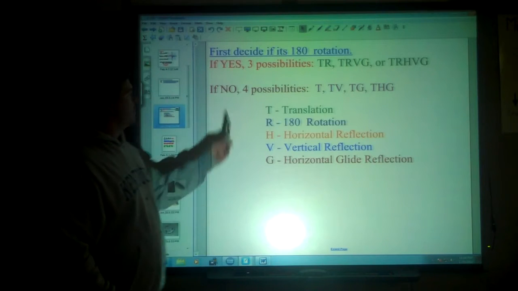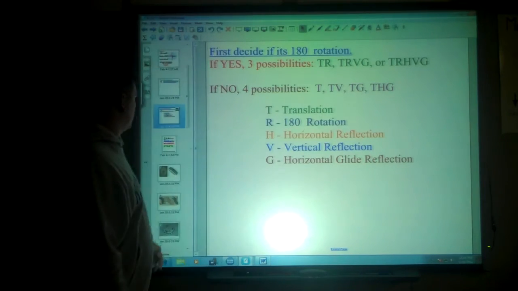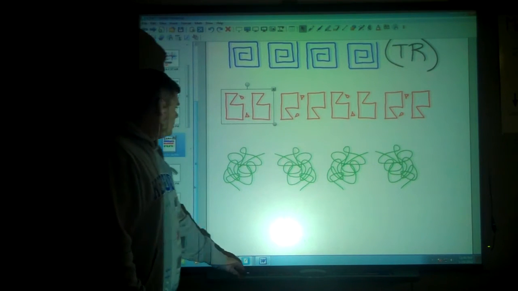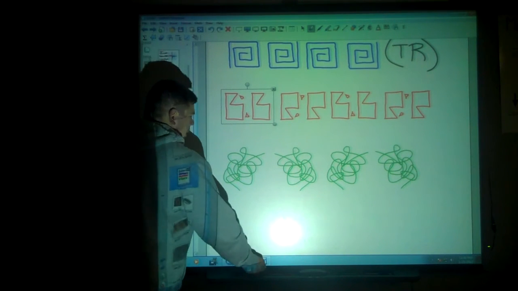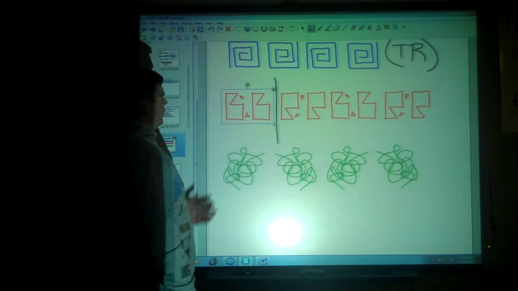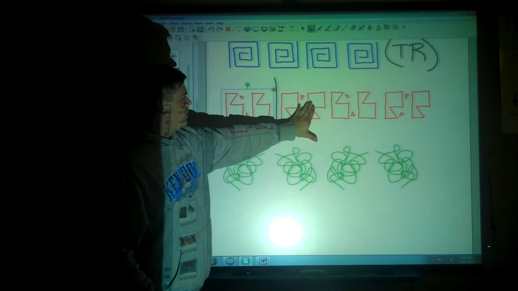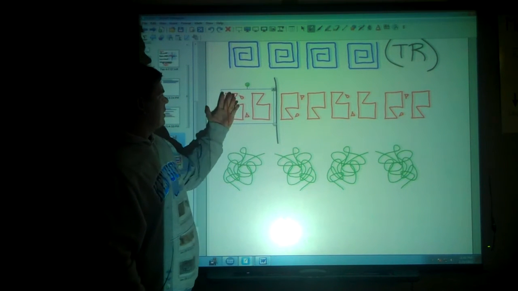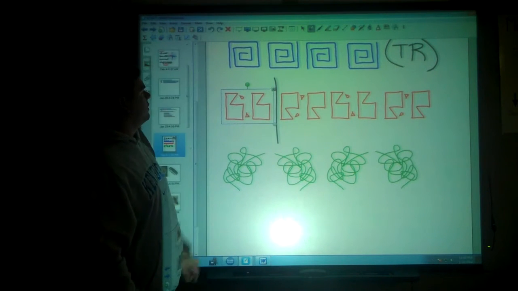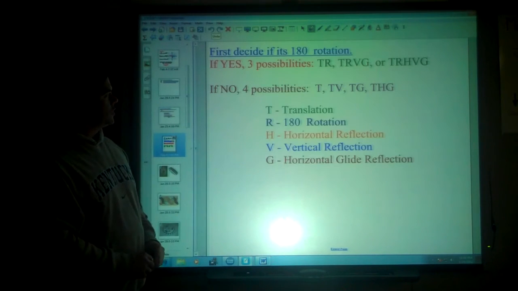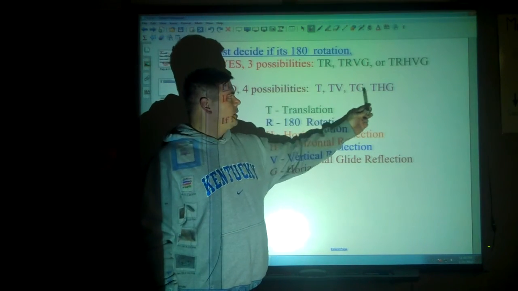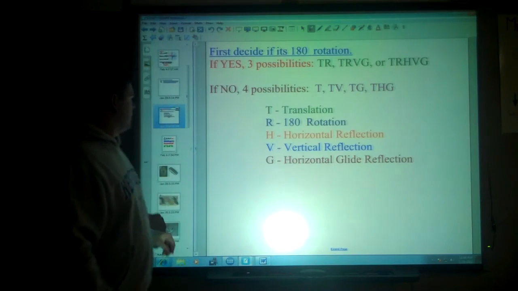Since we don't have rotation, it's going to be one of these four possibilities. We want to check and see if anything can reflect. So we'll look for vertical. If I draw a line vertically here, will this object flip over and match up? It does not appear to be doing that. It will not flip because those are up and now they're over here, they're down. So we don't have anything vertical. So we go back to our choices. We know it has translation, but does it have nothing vertical? No. So we have to check about the horizontal and the glide reflection.